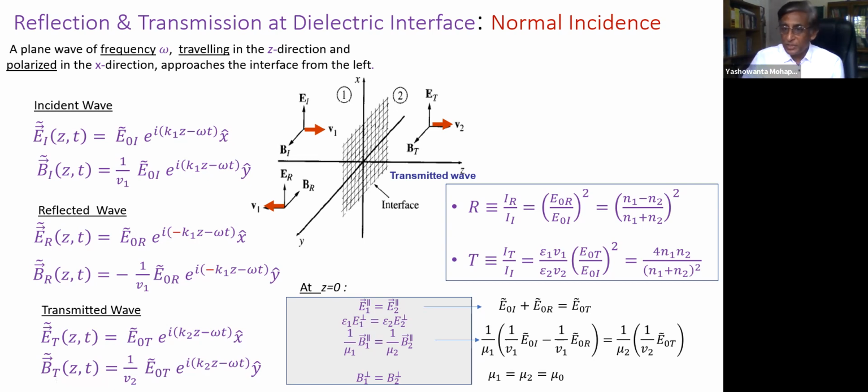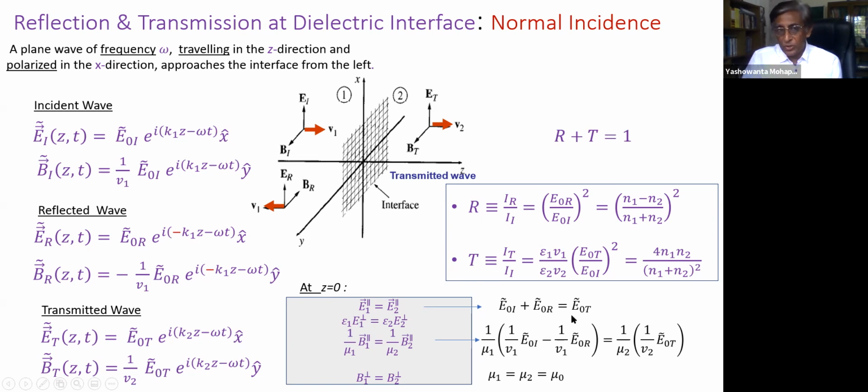And what is getting transmitted is similarly one can show. Of course, this is now a ratio, and that is why we get it in terms of N1 and N2, and it is now 4 N1 N2 divided by N1 plus N2 whole square. Since it is a lossless medium, you can show that R plus T is equal to 1. So the reflected and transmitted must add up to 1. That's simply energy conservation.